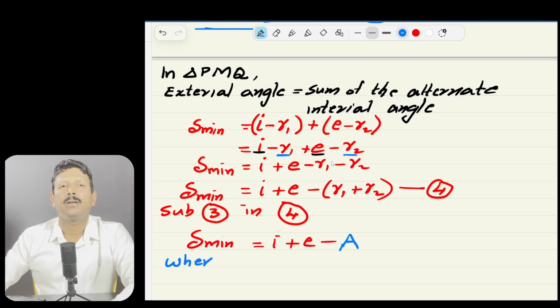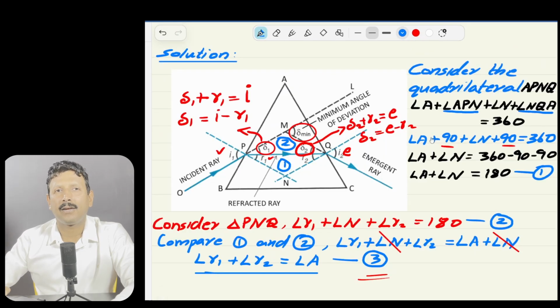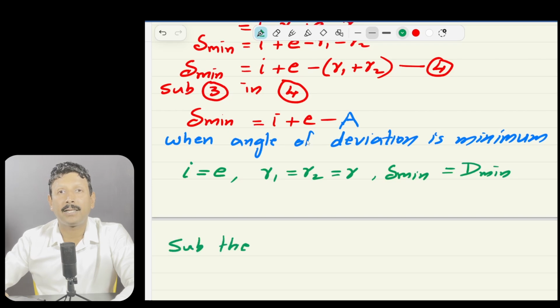Now the condition applying, when the angle of deviation is minimum, is a theoretical concept. That means the refracted ray we are talking about, when the angle of deviation is minimum, has the speciality that two lines will be parallel. The base of the prism will be parallel with the refracted ray. At that condition, I will be equal to E, and R1 will be equal to R2. So we can write a common letter R, and delta minimum will be known as the angle of minimum deviation, capital D minimum. So these are the conditions coming when the angle of deviation is minimum.